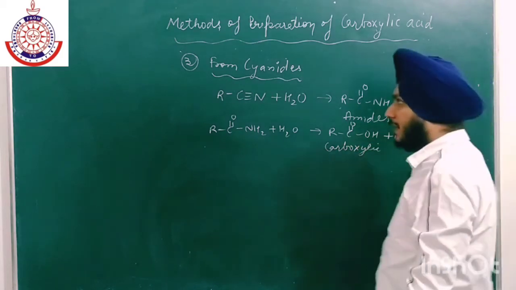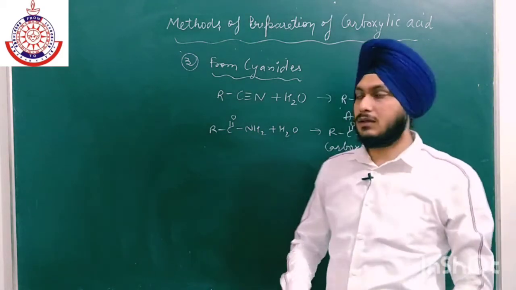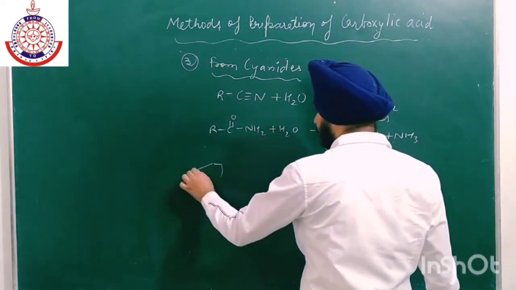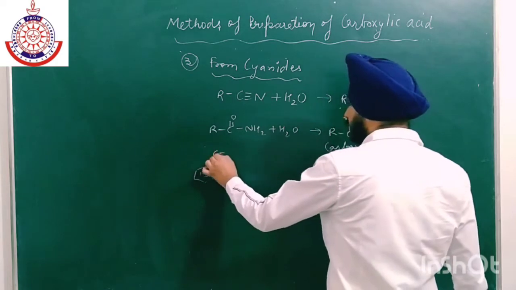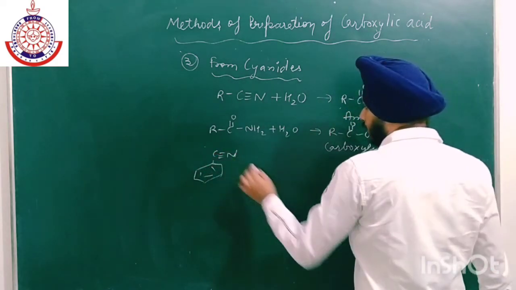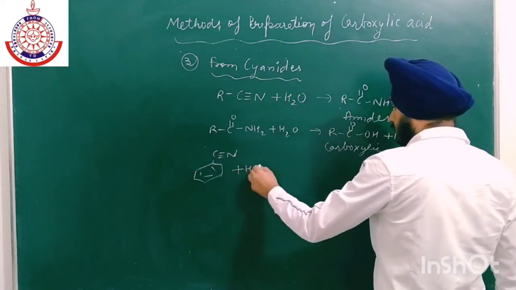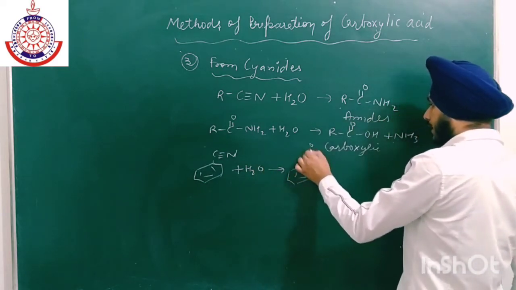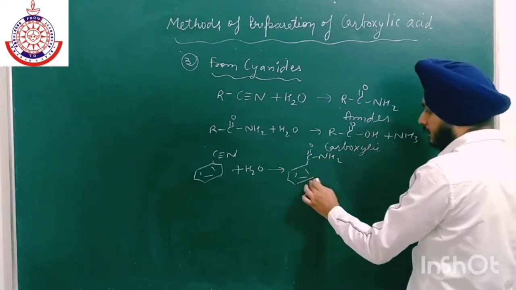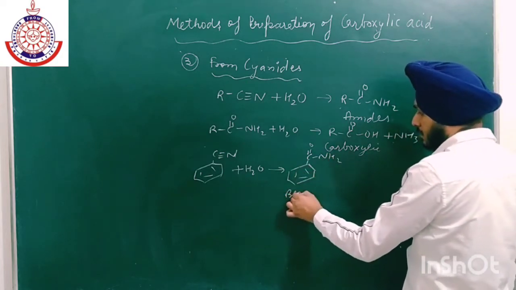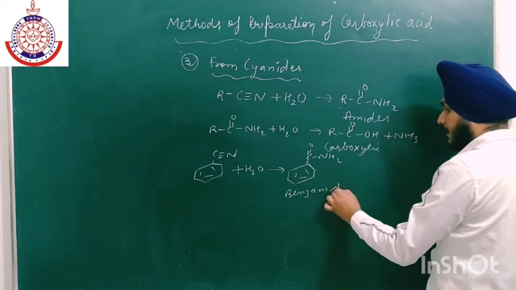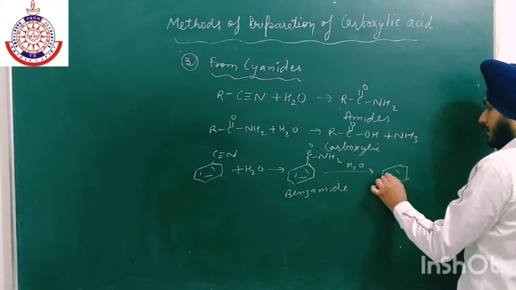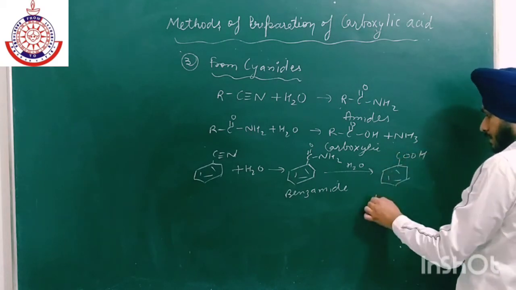Okay, so we can also form aromatic acids. For example, if we have this group, then on reaction with water we will get benzamide. Firstly we will get CONH2. This is benzamide, and then again do hydrolysis, we will get benzoic acid. Okay, benzoic acid.